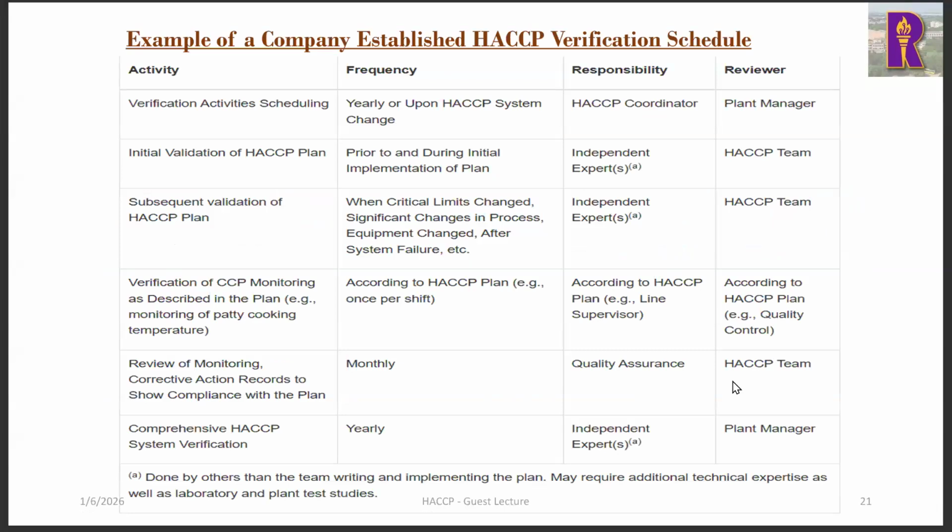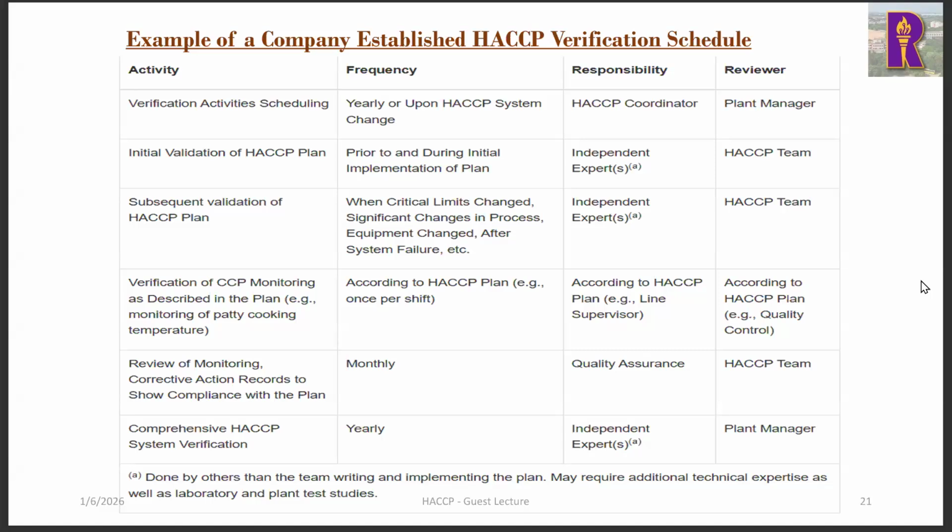So this is an example of the verification schedule. First one is verification activity, how frequently it is done, yearly. Mainly the HACCP coordinator will be responsible. That is, one of the teammates who acts as a lead will be responsible for the scheduling of the verification.